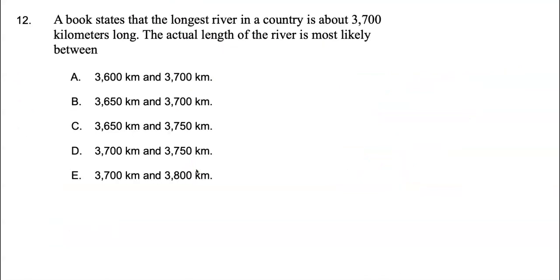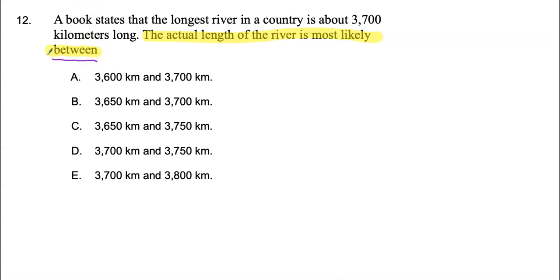It states, number 12, a book states that the longest river in a country is about 3,700 kilometers. The actual length of the river is most likely between which one of these numbers? So I'm going to highlight my final question. It says the actual length is most likely between. What does that mean, between?